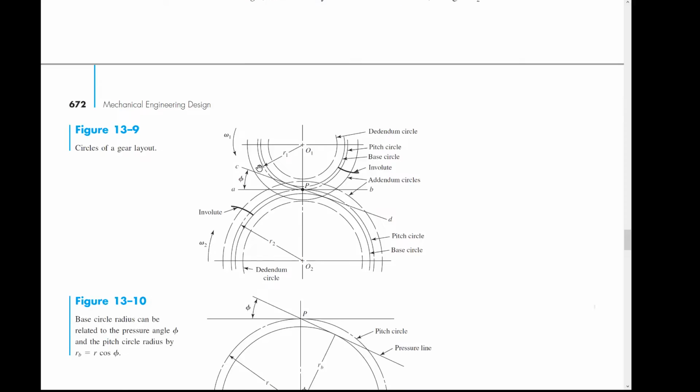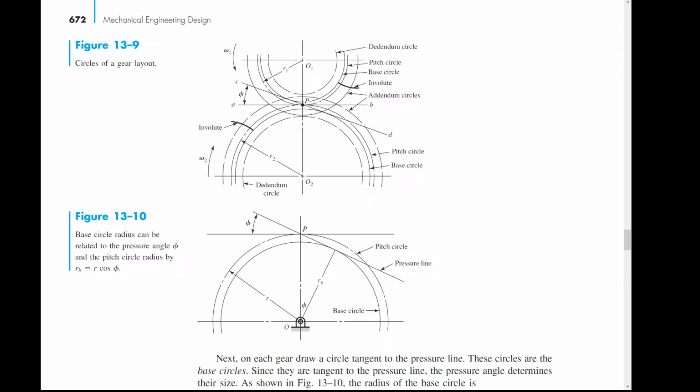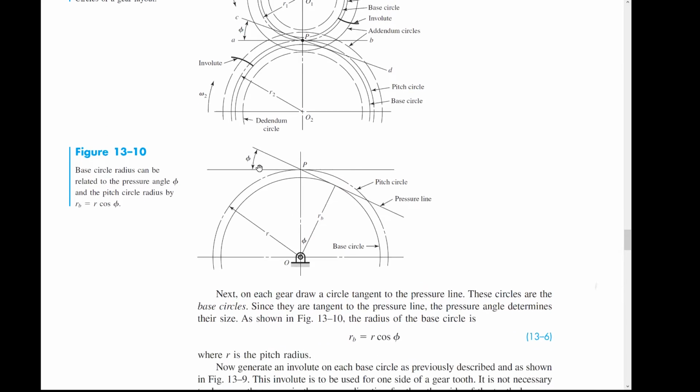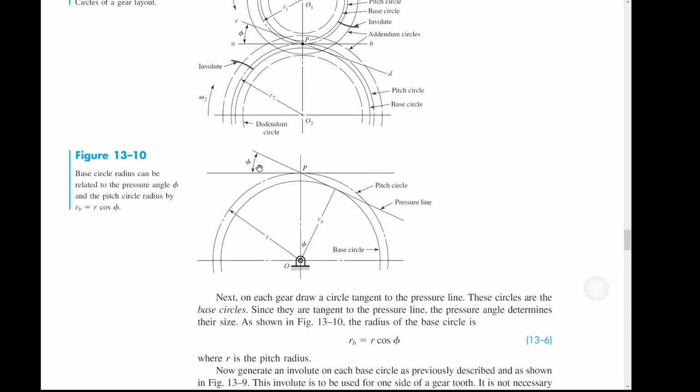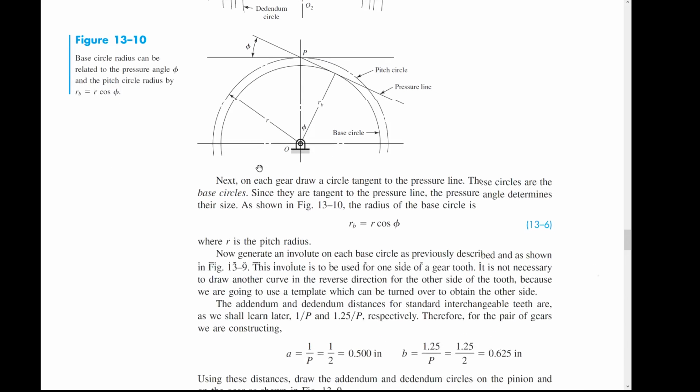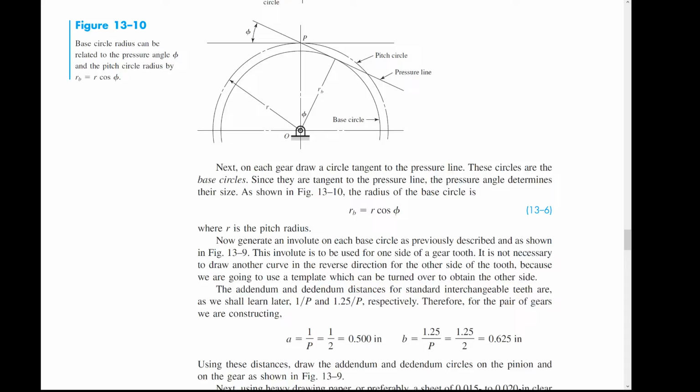The addendum, pitch circle, base circle, involute, addendum circles, B, D, pitch circle, pressure line. That's one of the 3 names. Next, on each gear, draw a circle tangent to the pressure line. These circles are the base circles. Since they are tangent to the pressure line, the pressure angle determines their size. As shown in figure 13.10, the radius of the base circle is RB. That's radius of the base circle equals R cosine phi, where R is the pitch radius.